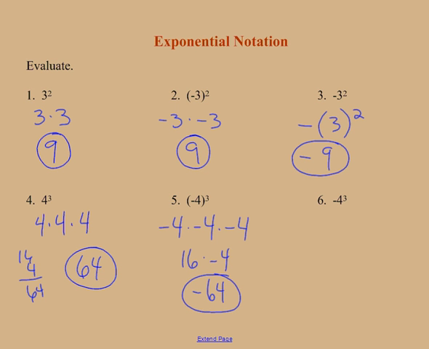And finally, number 6, once again, there's no parentheses, so this is the same as cubing just the 4. So we're going to bring down our negative sign, and we know from number 4 over here that 4 cubed was 64, so this is also negative 64.